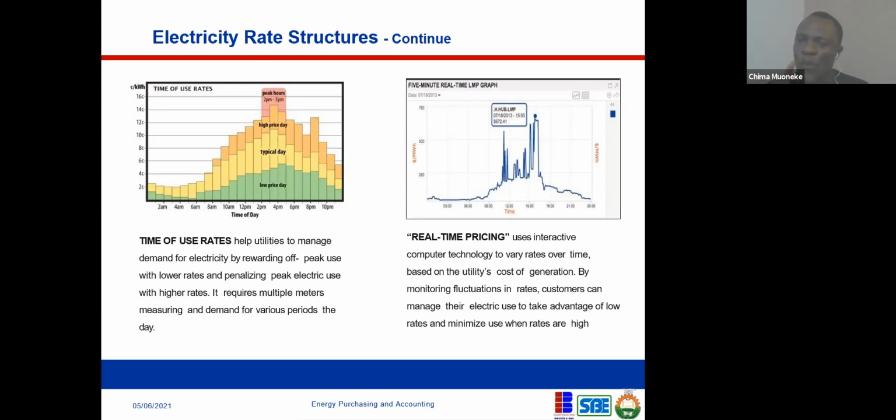If that happens, there are ways the utility company can actually get back their money from the consumers. One of them is real-time pricing. As the government changes the price of fuel, they will automatically also change the price of their electricity rates, right? So it is real-time pricing. If anything changes, they will change it immediately. They will not wait for tariff review. They'll just change it immediately. That is real-time pricing. Is that clear?